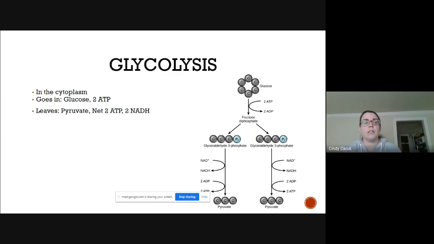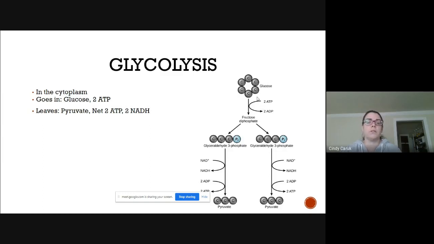So glycolysis, this occurs in the cytoplasm. You don't need to know all the steps. You have to have a general idea of what goes on. So here we have our glucose molecule. 2 ATP are released, and we get 2 ADP. That's going to create that fructose 1,6-bisphosphate.